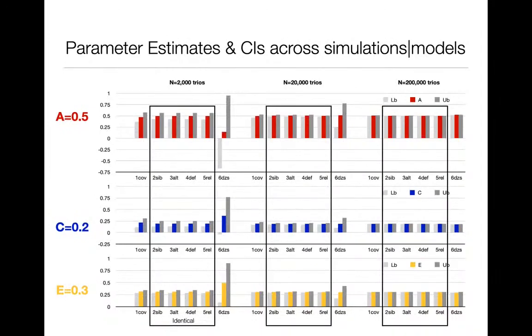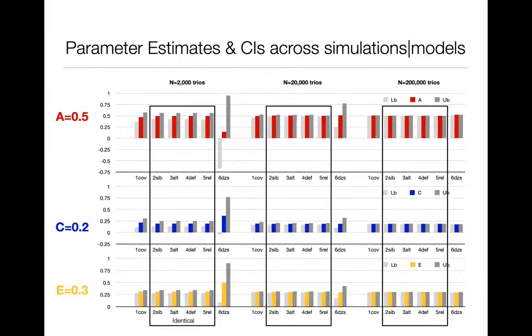Finally, when we drop the MZs from the model and just use the DZs to estimate A, C and E, you notice that the estimates appear to be quite a ways off from the original estimates, but furthermore that the confidence intervals are extremely large.